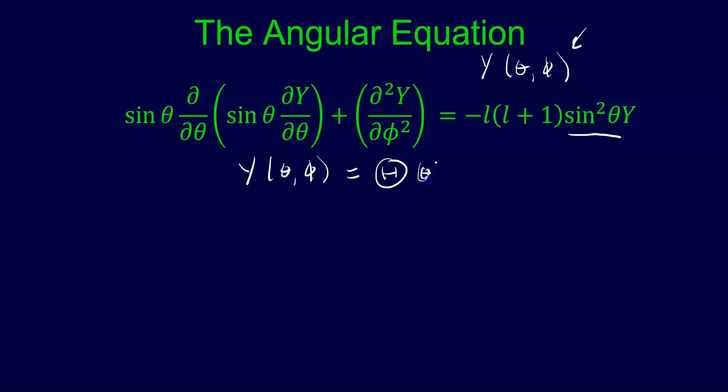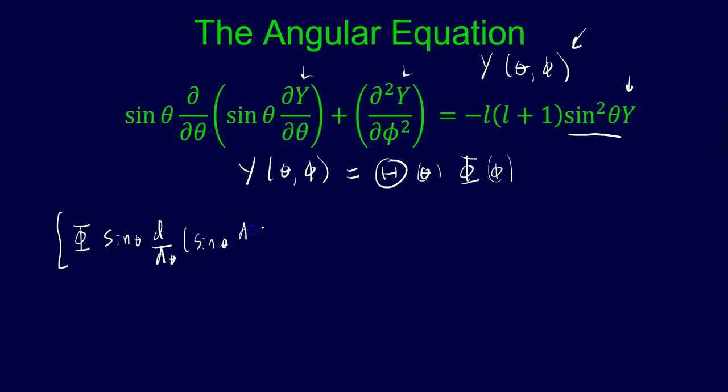So we're going to break this into two functions: a function capital Theta that's only a function of theta, and a function capital Phi, which is only a function of phi. We're going to place that into our equation where we have Y's and see what we get. When I plug in my function, the Phi will come straight through because it does not depend on theta. I can write the rest of the equation like this. These derivatives are no longer partial because these functions are only functions of one variable now. So we can clean that up a little bit.